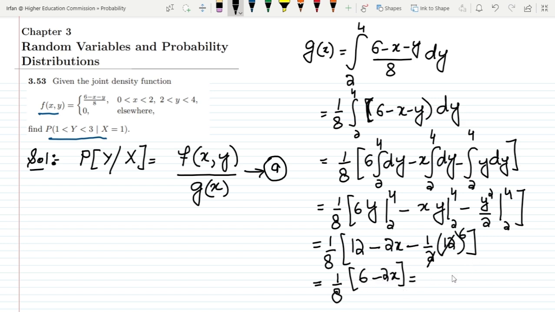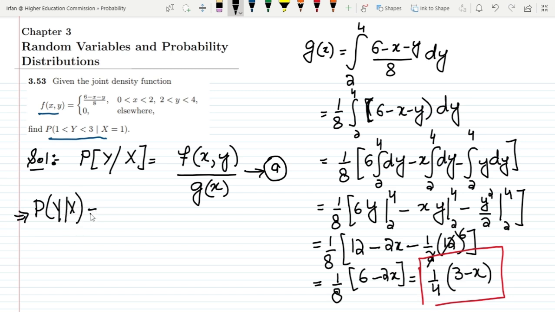Okay, or ultimately what will I get? Here we will get 1 by 4, and here 3 minus x. Okay, this is the g of x what we have here. Okay, so let me take it and put it in equation A. So in putting it in equation A, we will have y given x, and here we will have f of x, y is 6 minus x minus y whole divided by 8. Okay, and dividing it by what? 3 minus x, okay, whole divided by 4.